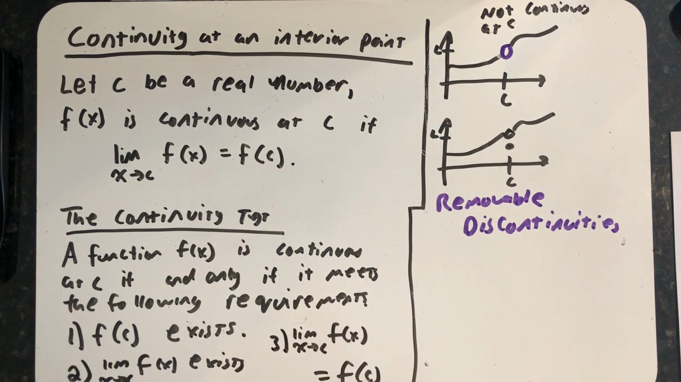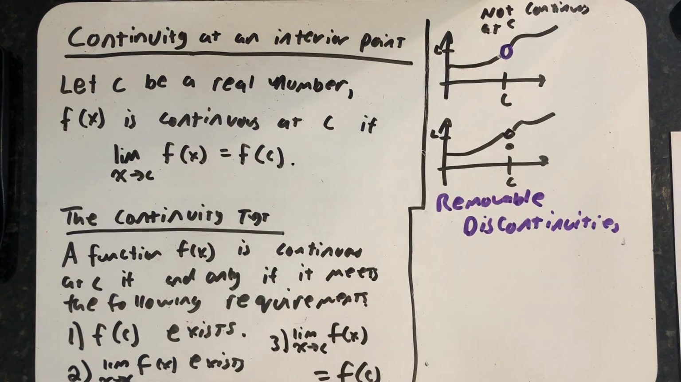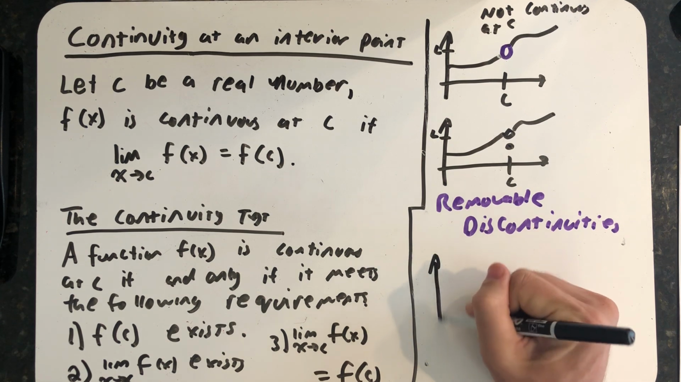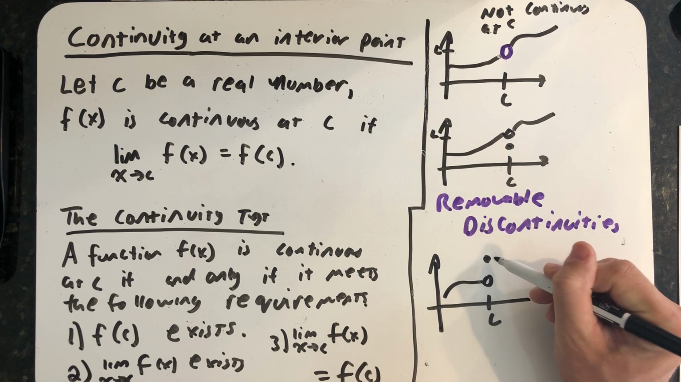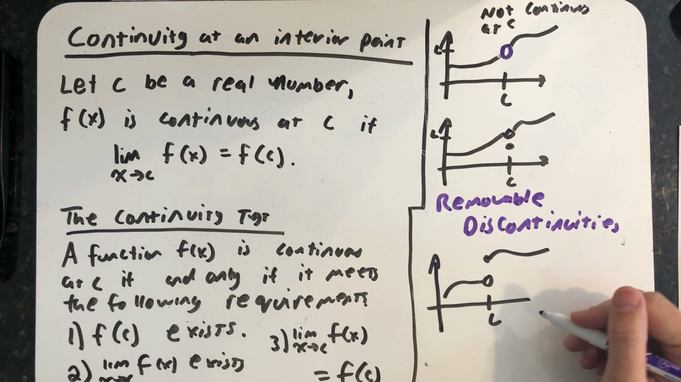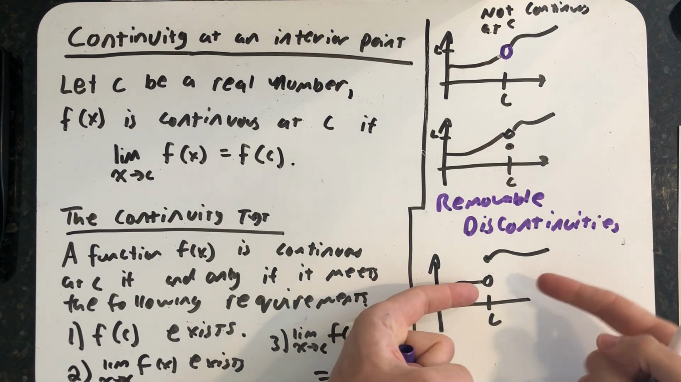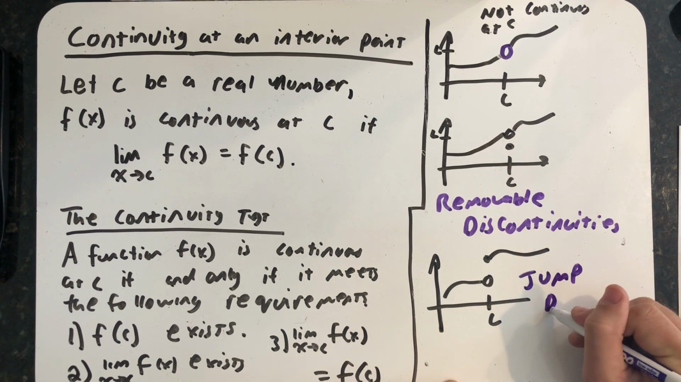The technical term is removable discontinuity, and we could think of it like this. If a function had a finite number of holes in it, we could go around and patch all of the holes. Those would all be removable discontinuities. All right. Another discontinuity at c would be a function that looks like this. In this, the limit fails to exist. When that happens, at least in this particular way where I have a left limit that does exist and a right limit that does exist, we call this a jump discontinuity.